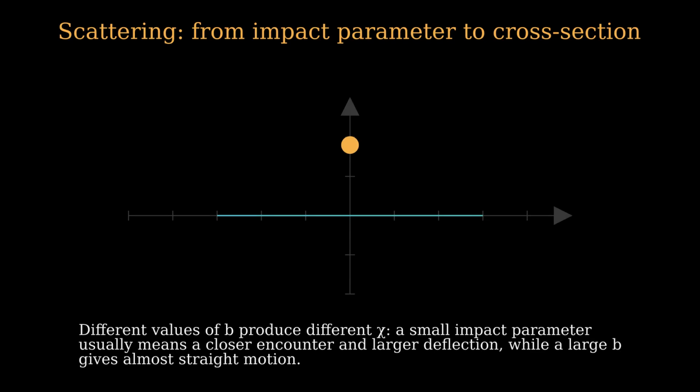Different values of b produce different chi. A small impact parameter usually means a closer encounter and larger deflection, while a large b gives almost straight motion.